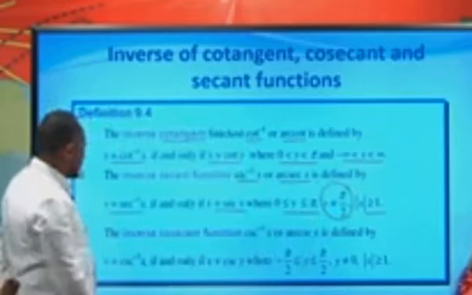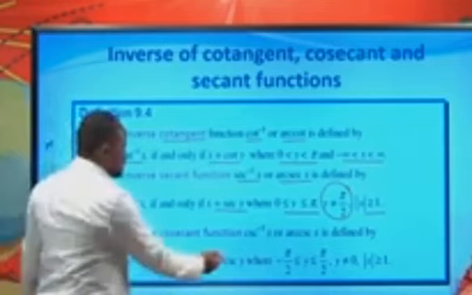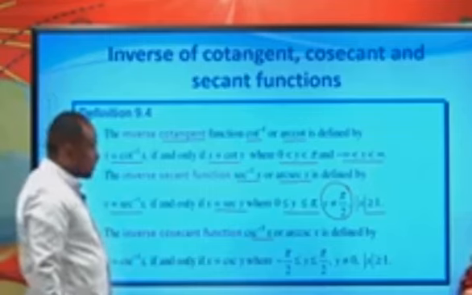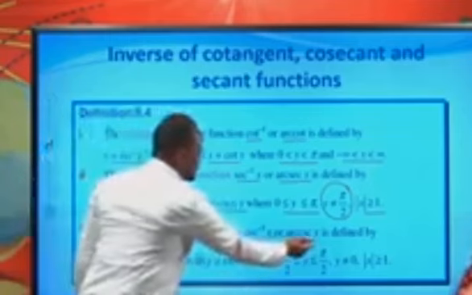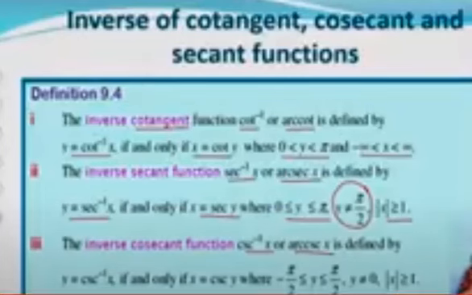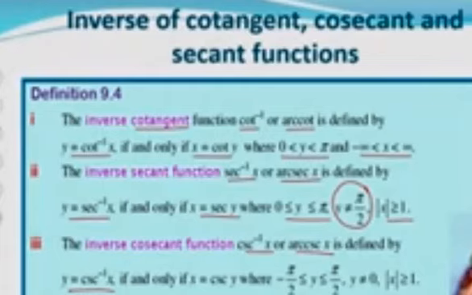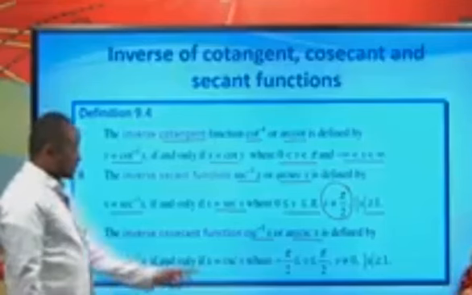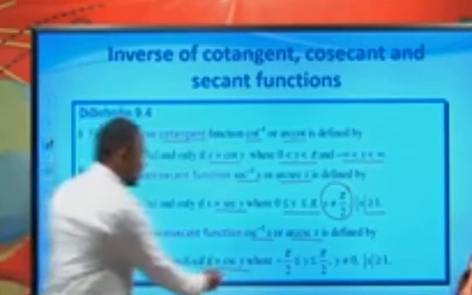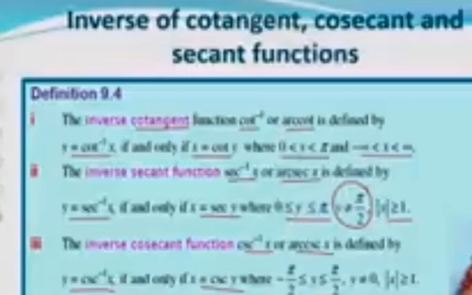And the inverse of the cosecant function is simply written in this form, cosec inverse of x, or arc cosec x, and it's defined by y is equal to cosec inverse of x. This happens if and only if cosec y gives you x, and its range is on the interval from negative pi over 2 to pi over 2, including pi over 2 and negative pi over 2, and without including 0.